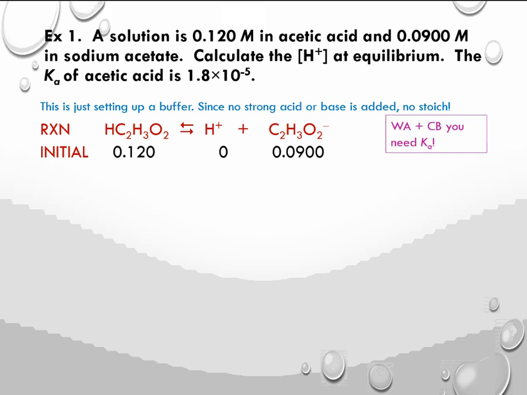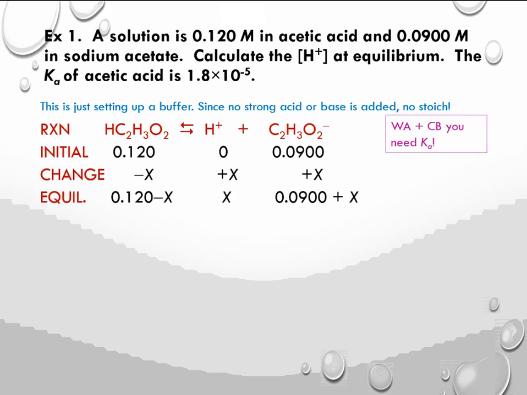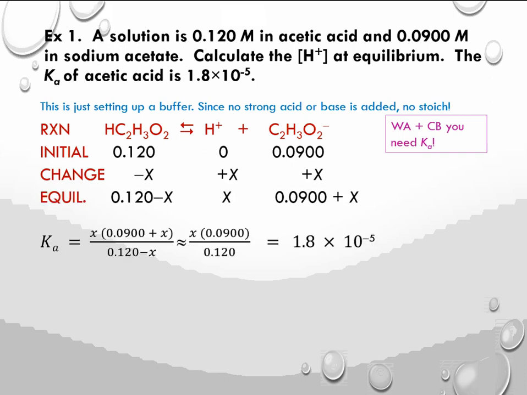Here's our reaction, and there are our initial concentrations. We whip through all that. We get our equilibrium expression. We neglect x's, equal to our Ka. 2.4 times 10 to the negative fifth is our equilibrium hydrogen ion concentration. So we had the hydrogen ion concentration asked for in the question. If this wanted a pH, we would negative log this and find the pH, but it didn't, so we won't.